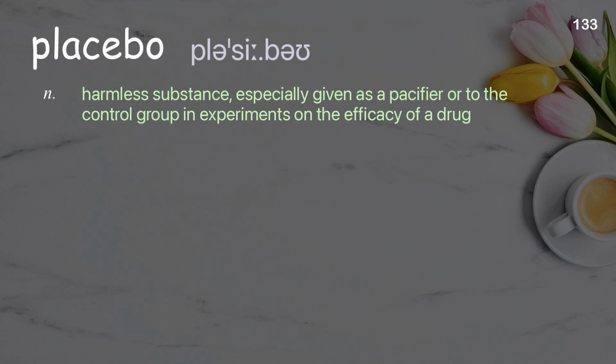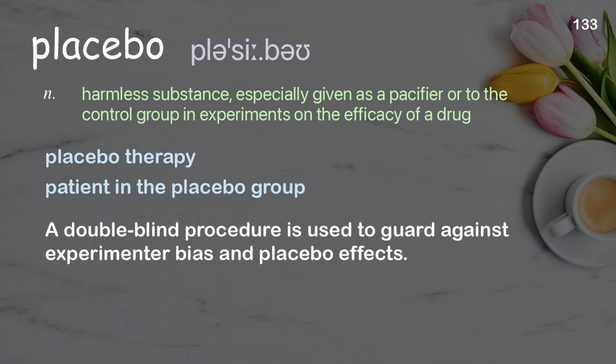Placebo. Harmless substance, especially given as a pacifier or to the control group in experiments on the efficacy of a drug. Examples: Placebo therapy. Patient in the placebo group. A double-blind procedure is used to guard against experimenter bias and placebo effects.